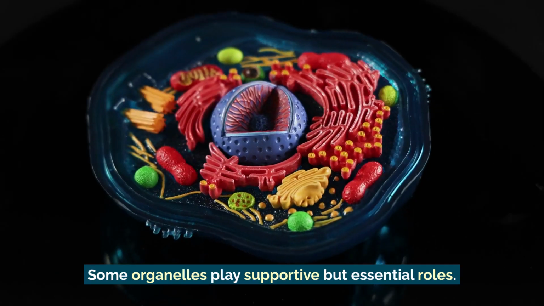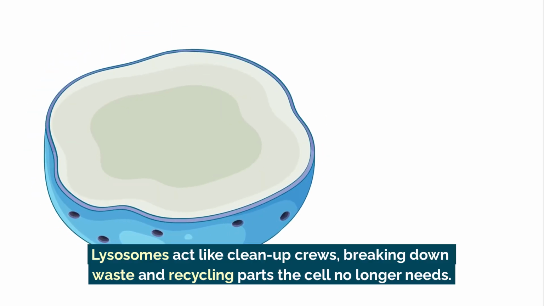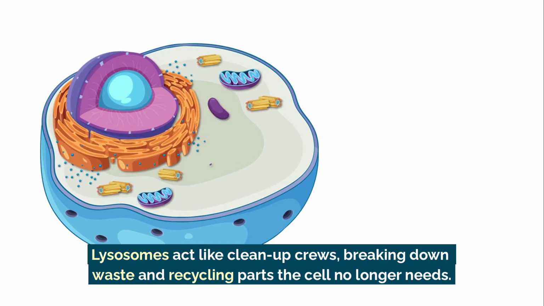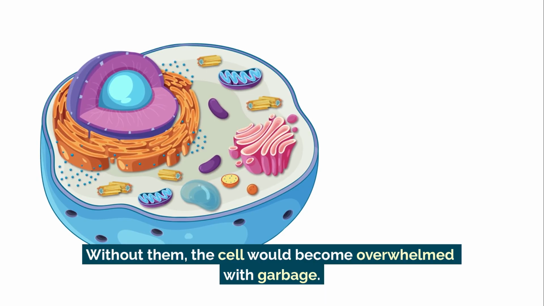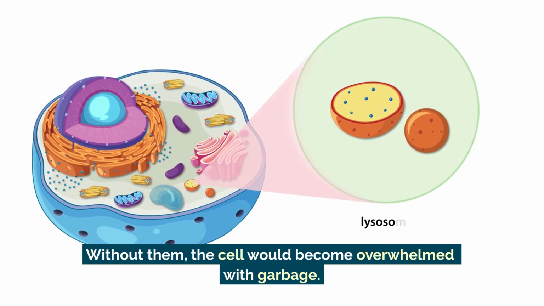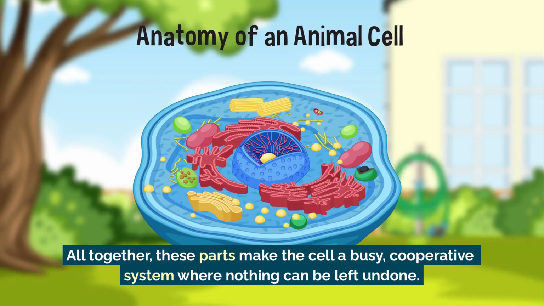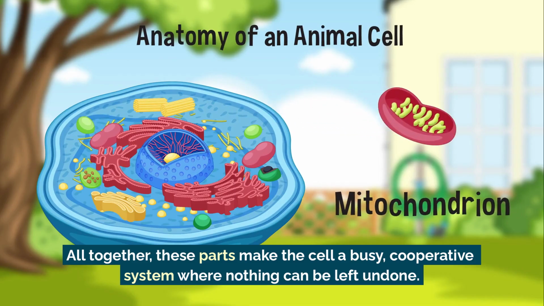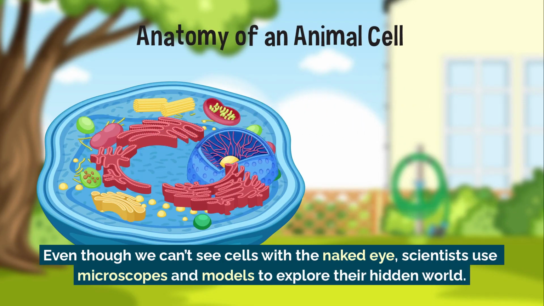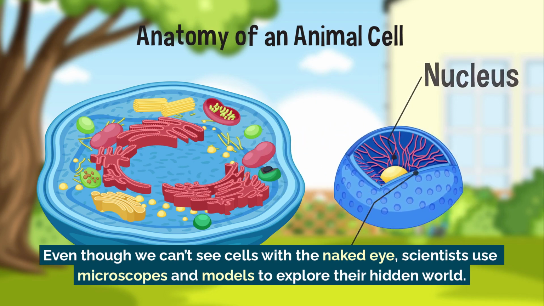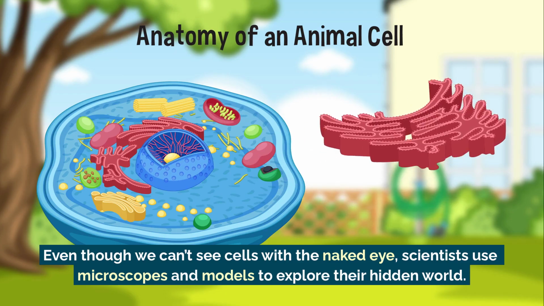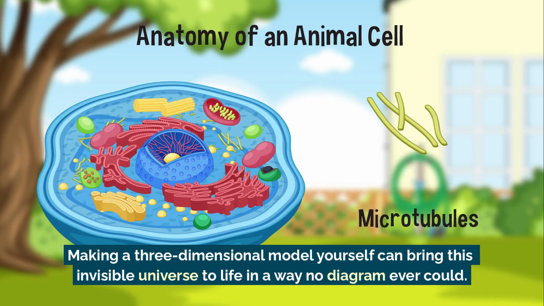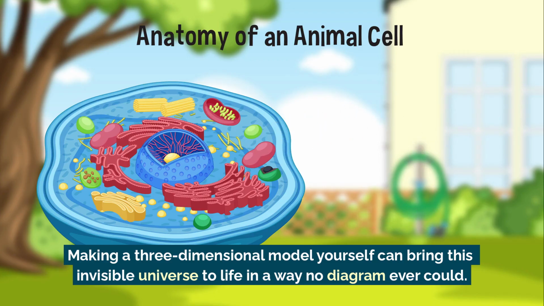Some organelles play supportive but essential roles. Lysosomes act like cleanup crews, breaking down waste and recycling parts the cell no longer needs. Without them, the cell would become overwhelmed with garbage. Altogether, these parts make the cell a busy cooperative system where nothing can be left undone. Even though we can't see cells with the naked eye, scientists use microscopes and models to explore their hidden world. Making a three-dimensional model yourself can bring this invisible universe to life in a way no diagram ever could.